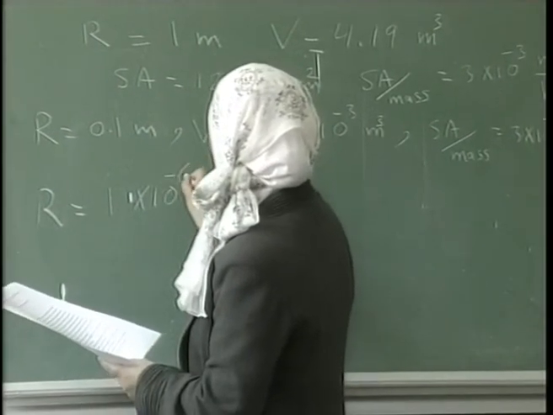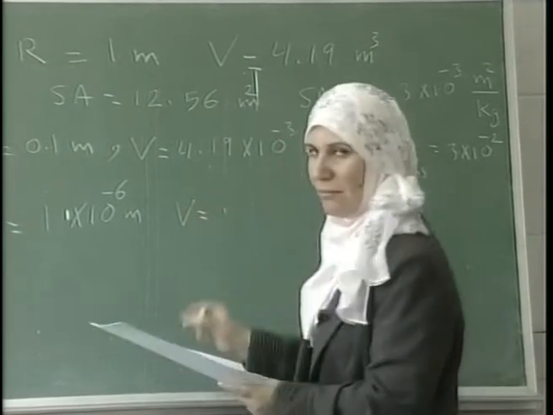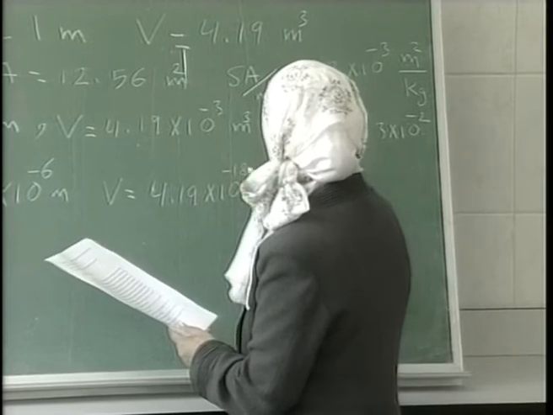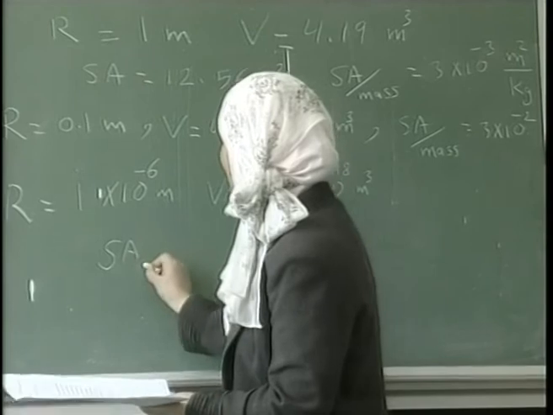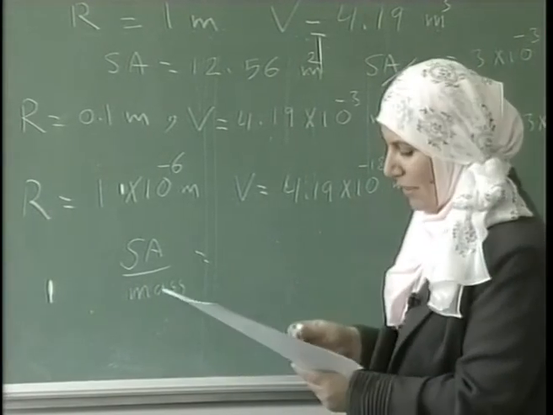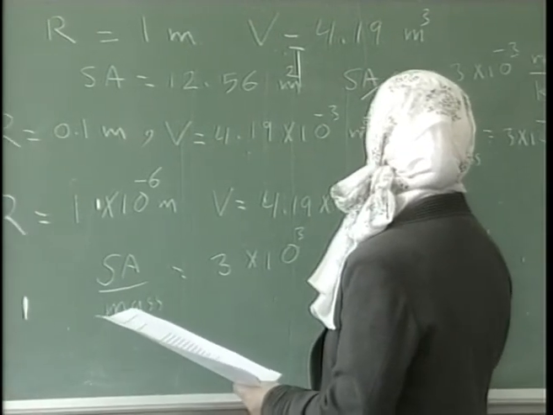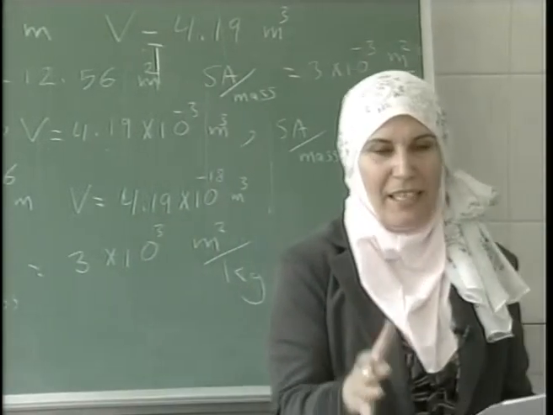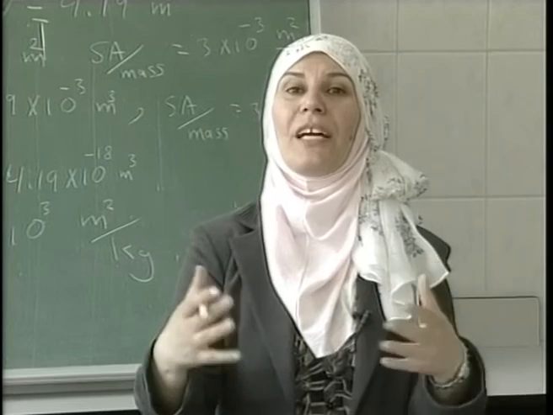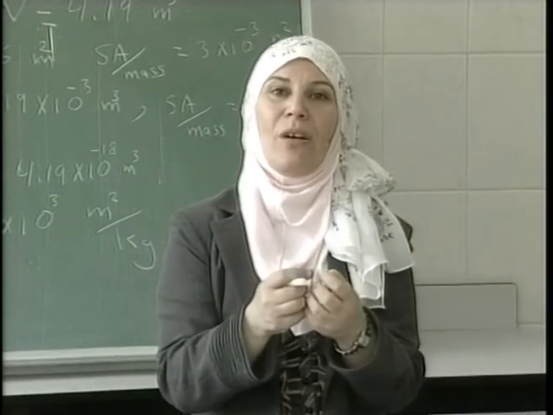If we decrease it more, namely 1 times 10 to the 10th power minus 6, that is 1 micrometer, 1 of a million of the meter, we will find out that the volume is lessened to 4.19 times 10 to the 10th power minus 18 meters cubed. The surface area of the ball with a radius of 1 of a million of the meter is 3 times 10 to the 10th power minus 3 meters cubed divided by kilograms. Hence, the smaller the things, the surface area, or the number of particles exposed to the environment is larger. That's what makes the matter characteristics change whenever the volume does.